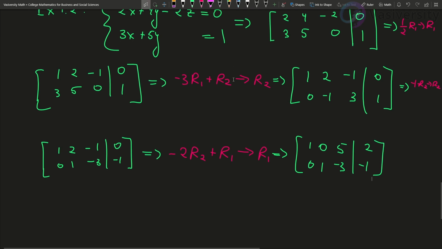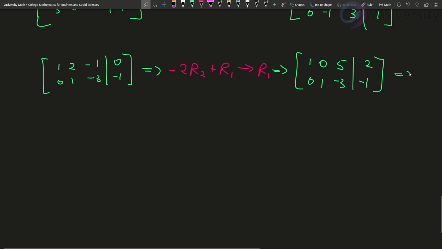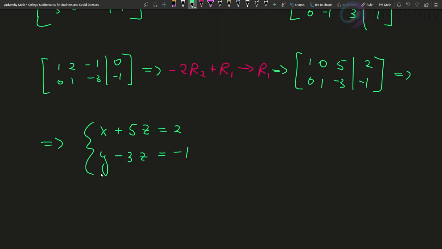We cannot simplify it any further because we're just going to go in circles here. So let's write it down as an equation. We're going to have x plus 5z equal to 2, and y minus 3z equal to -1. So this is a system of equations that we cannot solve outright because we have 2 equations and 3 unknowns, but we're going to say that z is our parameter. So let z be our parameter.